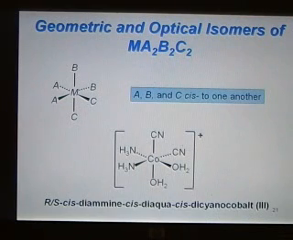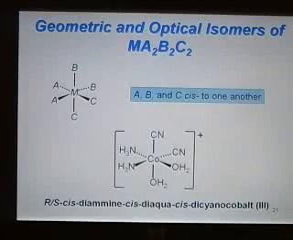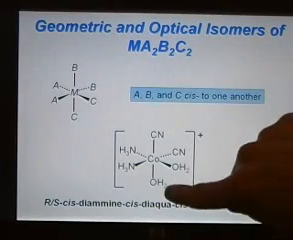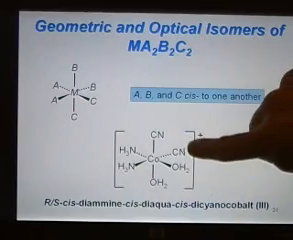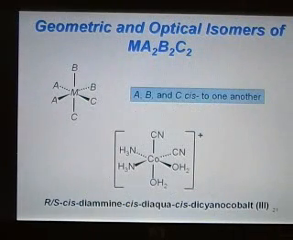Such as this. And this is where you get into the idea of geometric and optical isomerism. So in this case, you have all of the three different types of ligands cis to their counterpart. So you can see here clearly that the two water groups are cis to one another, the two cyano groups are cis to one another, and the two amines are also cis to one another. So we name this cis-diamine, cis-diaqua, cis-dicyano-cobalt 3.